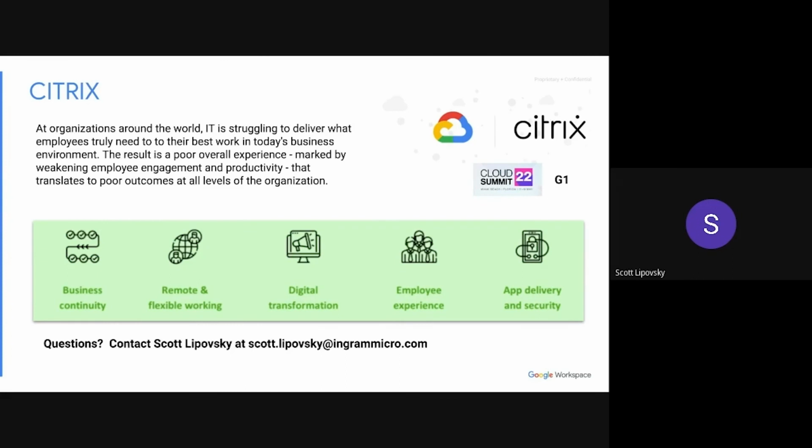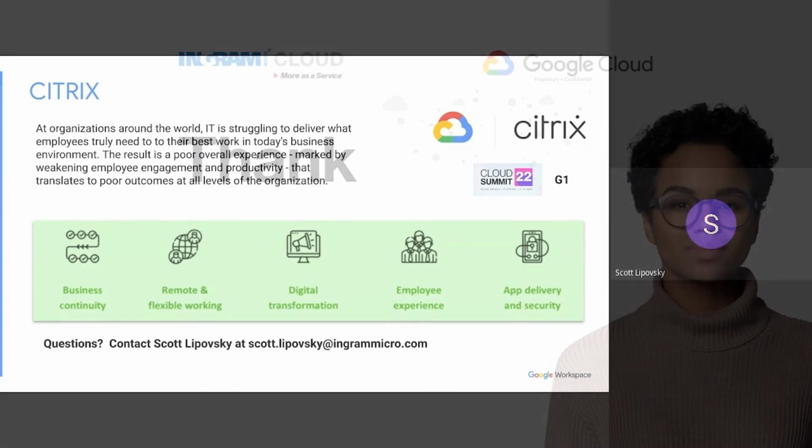Last but not least, talking about app delivery and security, you can't control the internet, but you can prevent bottlenecks from affecting app performance. And with GCP and Citrix, it's an opportunity to ensure a secure, optimal application experience anytime, anywhere.